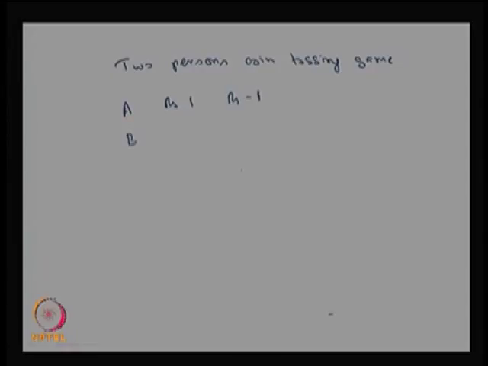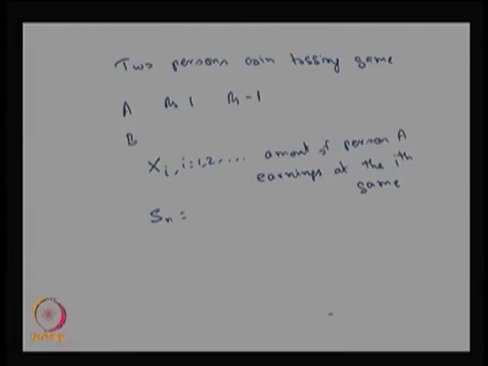to B. So, accordingly, I can create a random variable Xi for i equal to 1, 2 and so on. Therefore, Xi denotes the amount person A is earning at the ith game. Similarly, we can construct a stochastic process for player B and calculate the measures of interest.